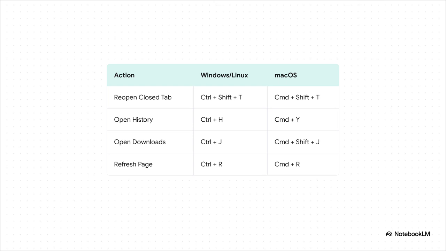And here are a few more power-ups for your web browsing. We already talked about the magic of reopening a closed tab. Seriously, it's a lifesaver. But what about finding that website you were on last week? Control H pulls up your history. Can't find that file you just downloaded? Control J opens your downloads folder. These are just simple little commands that cut out so much wasted time.